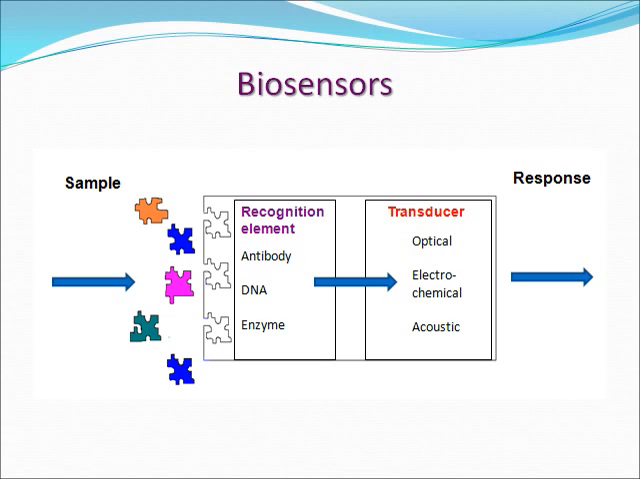So depending on the type of compound to be detected, depending on the environment and the way we want to do the sampling, we can use different types of recognition elements linked to different types of transducers.